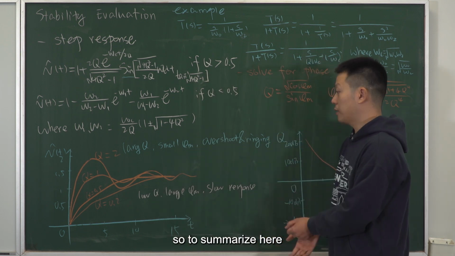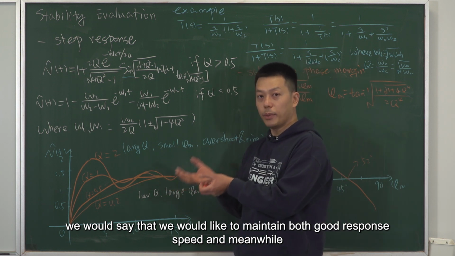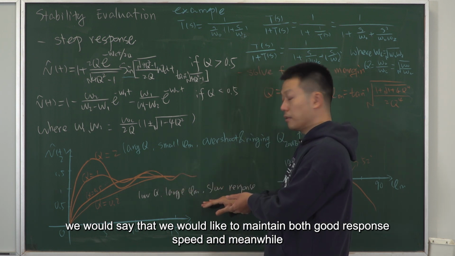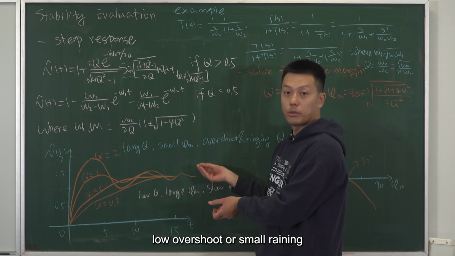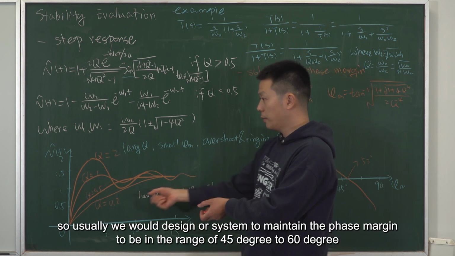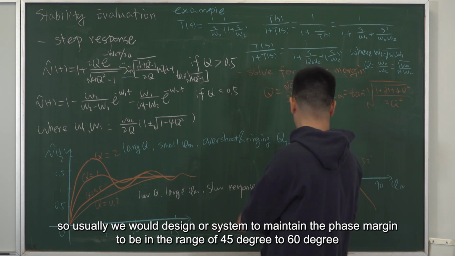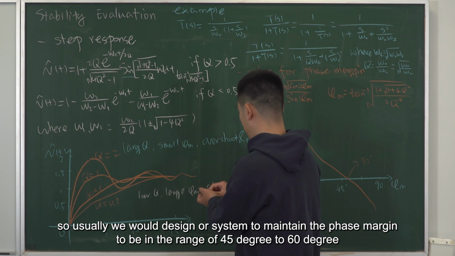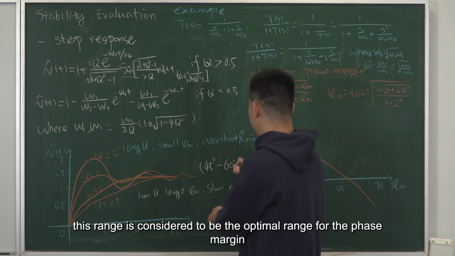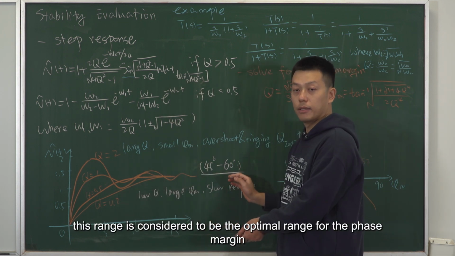So to summarize here, we would like to maintain both good response speed and meanwhile low overshoot or small ringing. So usually we would design our system to maintain the phase margin in the range of 45 degrees to 60 degrees. This range is considered to be the optimal range for the phase margin.